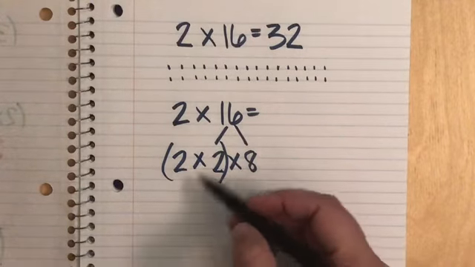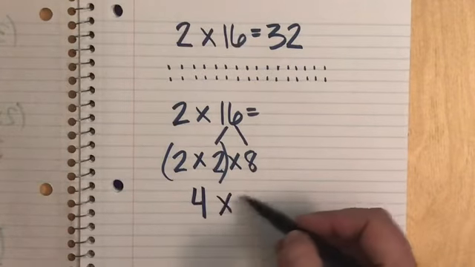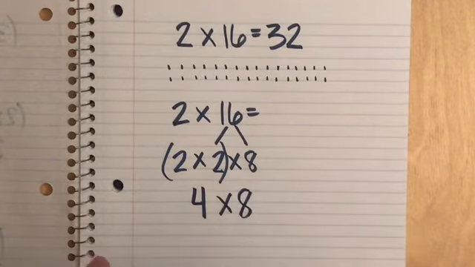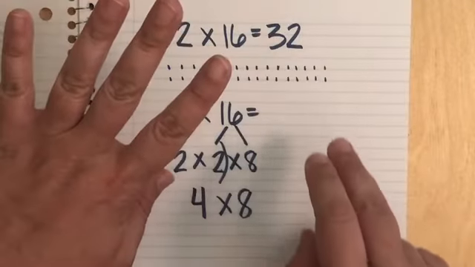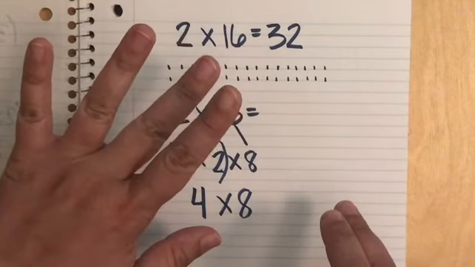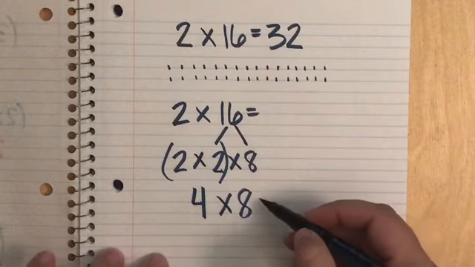All right, to solve this, you should have done 2 times 2 equals 4 times 8. So I could have counted by 4 singing my 4 song. So 4, 8, 12, 16, 20, 24, 28, 32. All right, I still have 32.